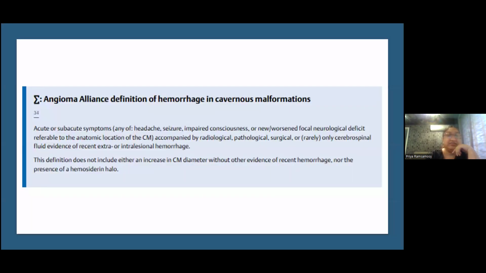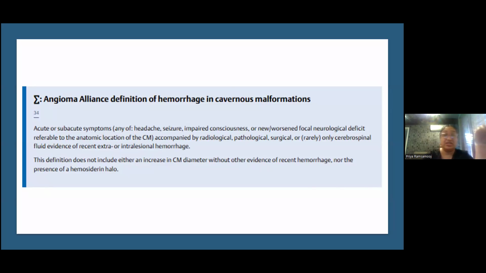So I was telling you about this Angioma Alliance definition of hemorrhage, which basically sums up as: listen, any acute or subacute symptoms, meaning headaches, seizures, any neurological deficits referable to the anatomical location of the malformation, accompanied by radiological, pathological, or surgical evidence of recent extralesional or intralesional hemorrhage, right? So this does not take into account the increase in the size of it, without evidence of other recent hemorrhage. So a true hemorrhagic event, in essence, is considered to occur in two cases.